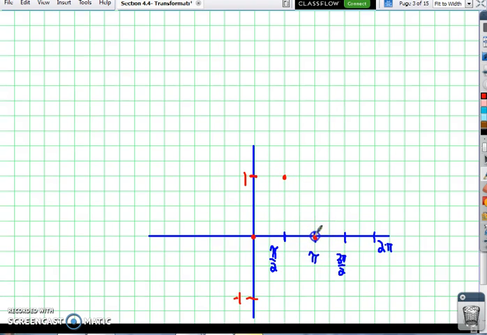At pi, I get 0. At 3 pi over 2, I'm at negative 1. And here, now we connect our graph with a smooth curve. I don't want jagged like a heartbeat monitor. Nice, smooth.